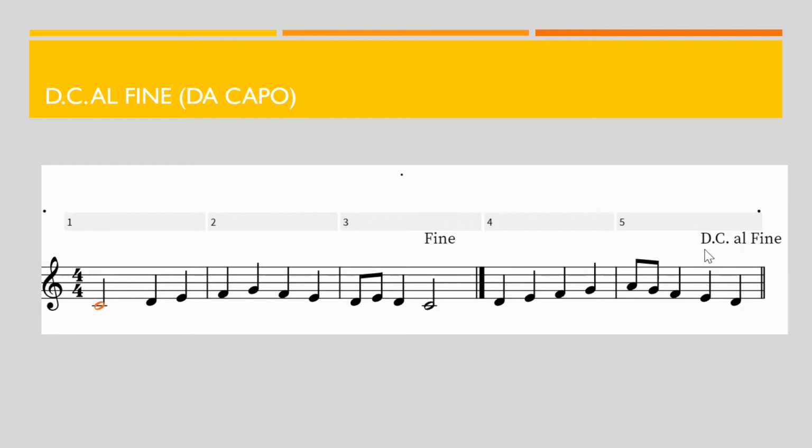DC is an abbreviation for da capo. Capo from the same root as cap or capital. This is telling us to go back to the head, to the top, to the beginning of the example, and repeat until we see the word fine. Fine comes from the same root as final or finish, and this is your finish line. So we would sing measure 1, 2, 3, 4, 5, repeat measures 1, 2, and 3, and then stop. Let's listen to the example.